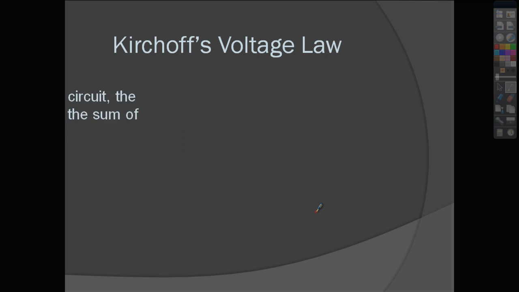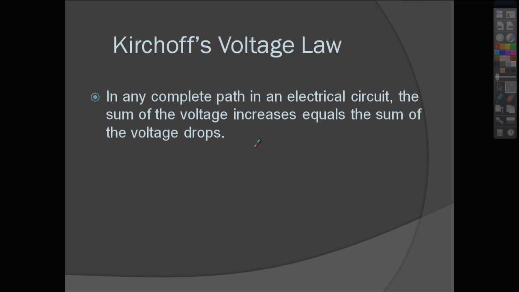He also had a voltage law. And in this voltage law, he says, in any complete path in an electrical circuit, the sum of the voltage increases equals the sum of the voltage drops. And he liked to explain things harder than they had to be. So what this basically says is what goes up must come down. So the sum of the voltage increases equals the sum of the voltage drops. What goes up must come down.